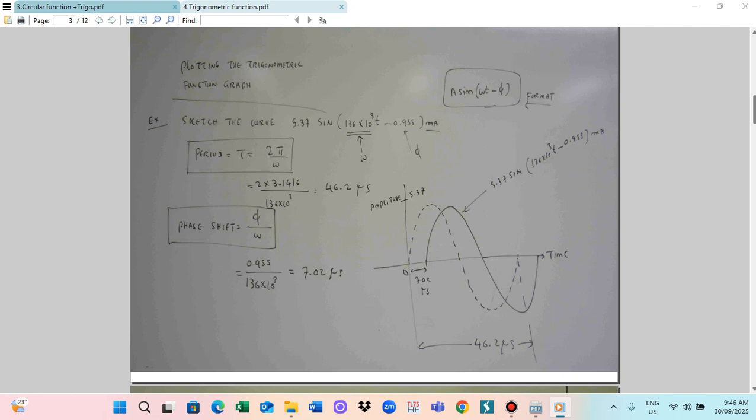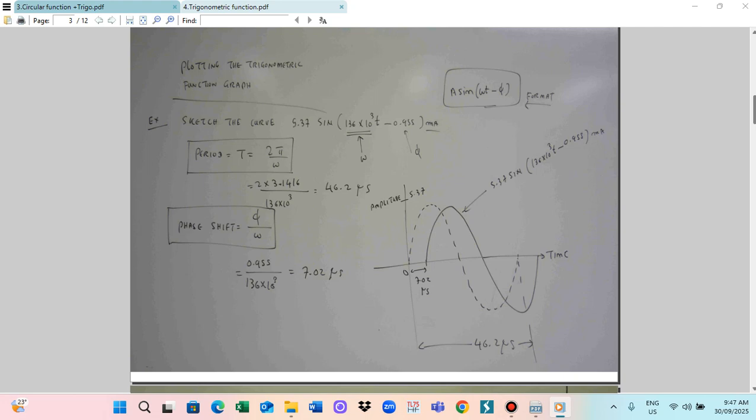The graph means that we start from here. Amplitude. This one indicates the amplitude. The horizontal axis indicates the time. The vertical is the amplitude, horizontal is time. So the amplitude is at 5.37. So this is the amplitude, 5.37. So we start the graph from here. Horizontal is time. So this guy is this one.